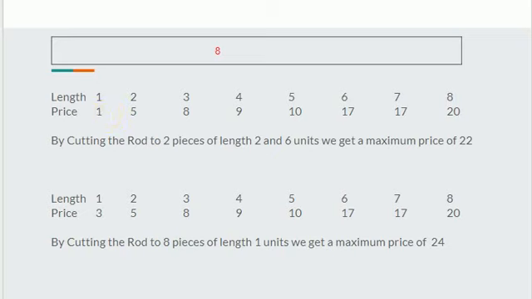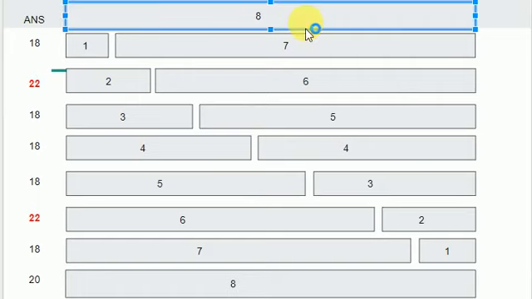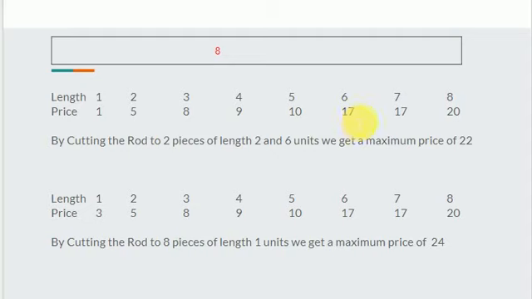So whenever the rod length is 8, I can cut into 2 pieces, 1 and 7, and I will get 18 rupees. Or 2 and 6: 2 units I can cut, so for that I will get 5 rupees, and for 6 units I will get 17 rupees. I can cut to 3 units and 5 units. After cutting 3 units I will be left over with 5 units. By selling 3 units I will get 8 rupees and by selling 5 units I will get 10 rupees. 4 and 4, 9 plus 9, 18 rupees.